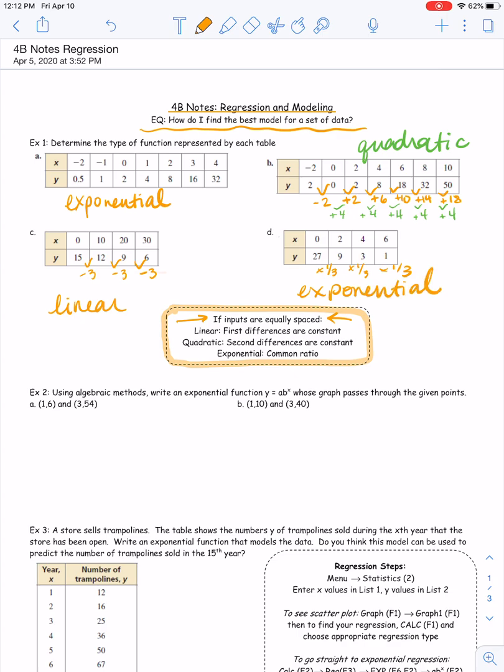Okay, so you always want to make sure that your inputs are equally spaced, and then check out the change of your y values. If it's adding or subtracting by the same value, linear. If it's multiplying or dividing by the same number, exponential. And if those second differences are the same, then that's quadratic.